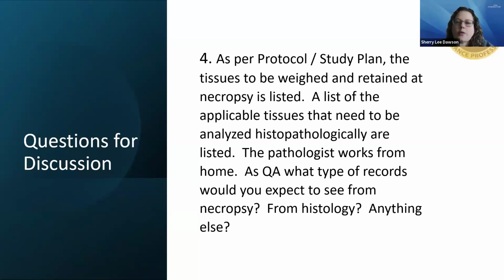Question number 4. So again, very long one. As per protocol study plan, the tissues to be weighed and retained at necropsy is listed. A list of the applicable tissues that need to be analyzed histopathologically are listed. The pathologist works from home. As QA, what types of records would you expect to see from necropsy, from histology, anything else? Okay, storage container for the samples being collected to see if they're the ones per protocol study plan. Yep, perfect.